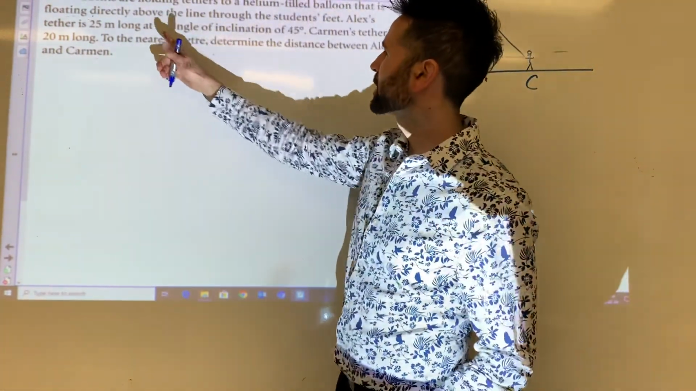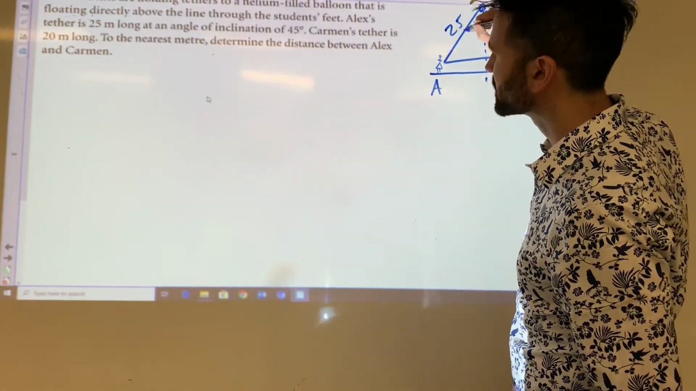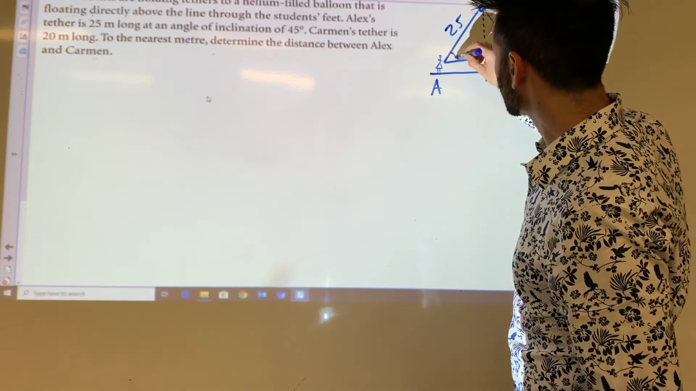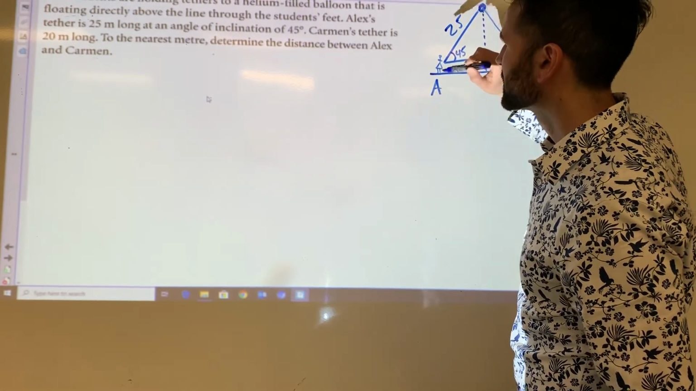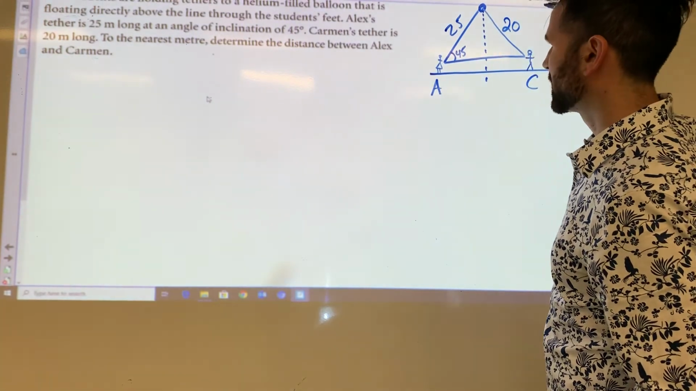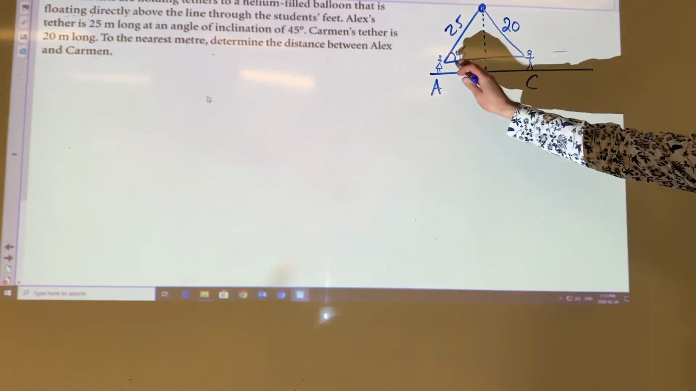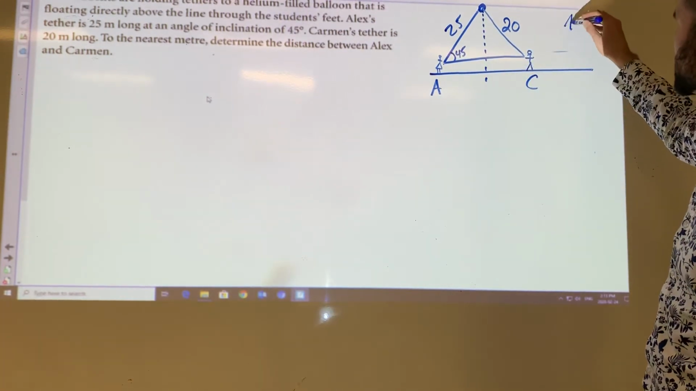So let's see. Alex's tether is 25 meters long. So here's Alex, that's her tether. That's 25 meters, and an angle of inclination of 45 degrees. Carmen's is 20 meters long, and that's all we know. So determine the distance between them. So basically they want to know side AC.